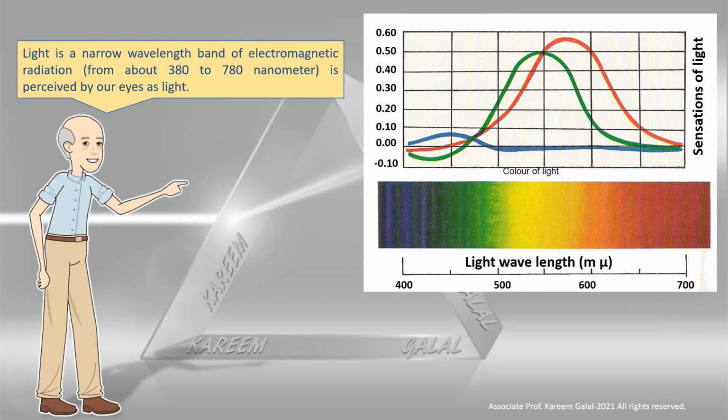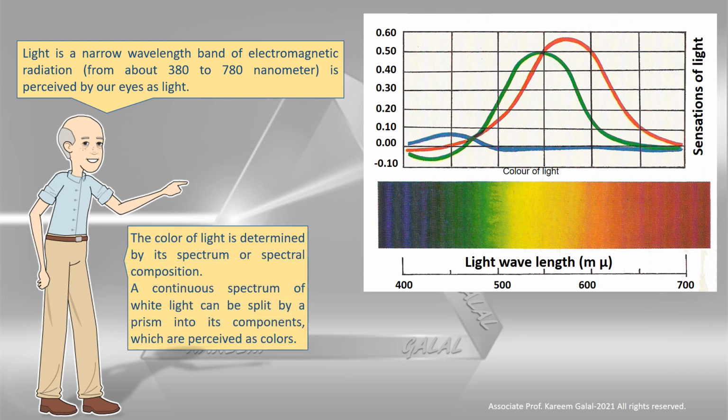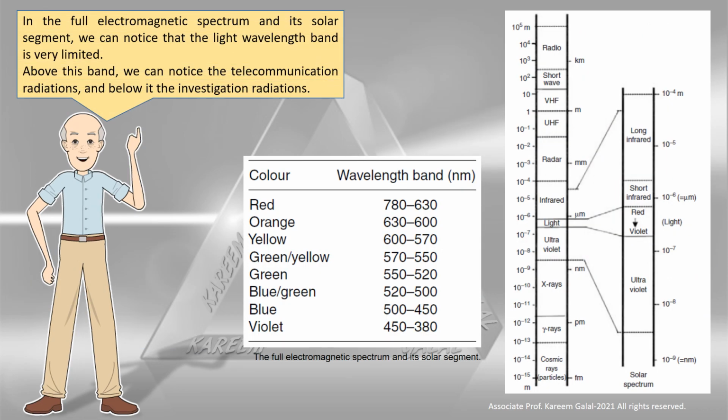Light is a narrow wavelength band of electromagnetic radiation, from about 380 to 780 nanometers, that is perceived by our eyes as light. The color of light is determined by its spectrum or spectral composition. A continuous spectrum of white light can be split by a prism into its components, which are perceived as colors. In the full electromagnetic spectrum and its solar segment, we can notice that the light wavelength band is very limited. Above this band, we can notice the telecommunication radiations, and below it the investigation radiations.